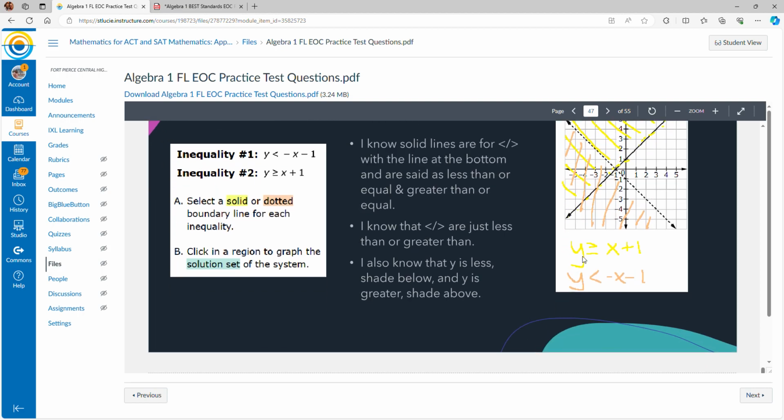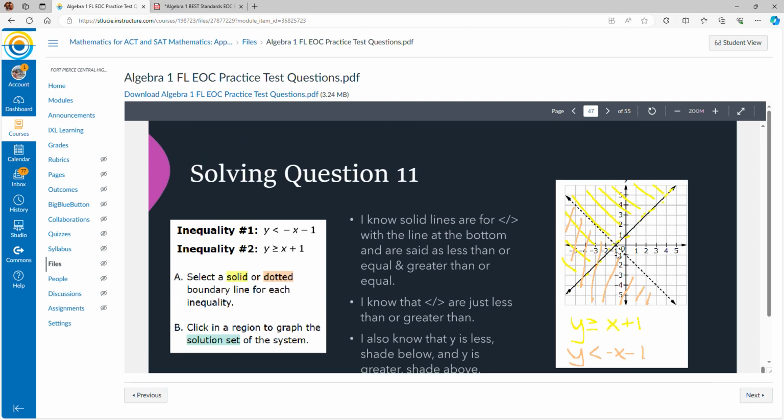So my y is greater than or equal to x plus 1, I made yellow, and that is my solid line. The yellow got the solid line because it has the little bar underneath here. And then I would shade above on this. And the other inequality, y is less than negative x minus 1, is a dotted line because we don't have that line underneath our inequality. And since it's less than, we shade below the graph.